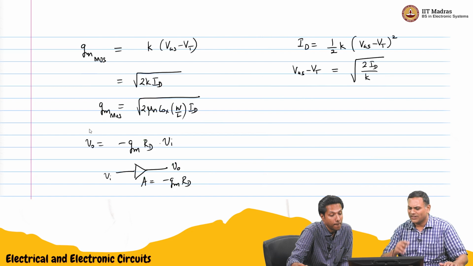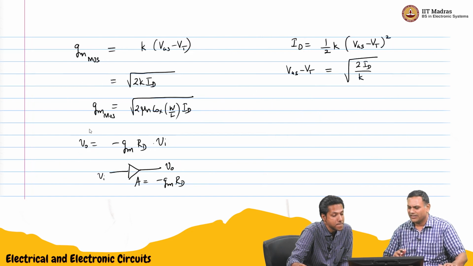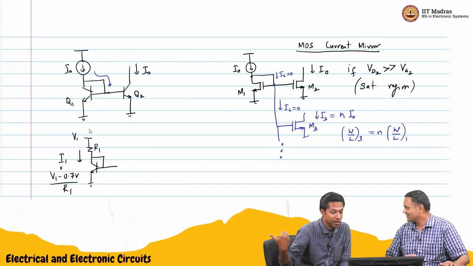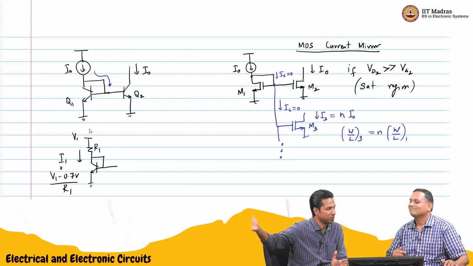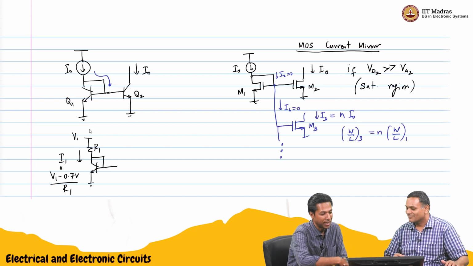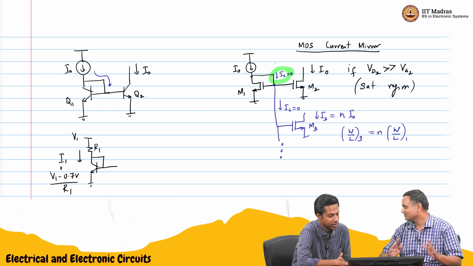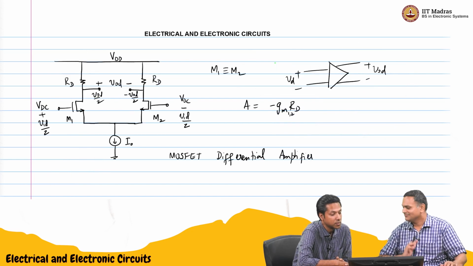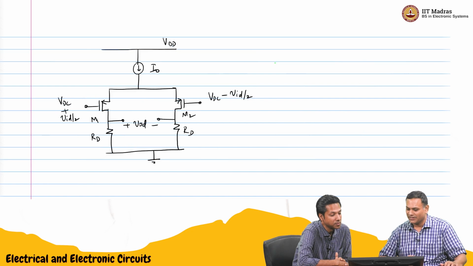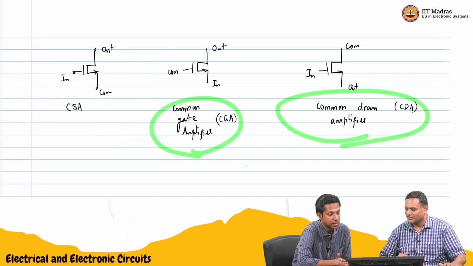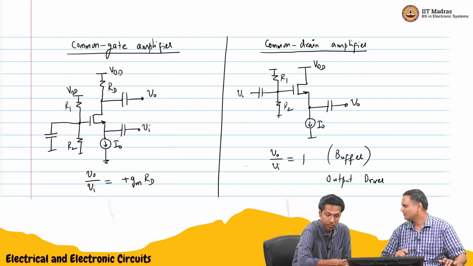So we calculated the GM of the MOSFET in various ways. We built the MOS current mirror. And you pointed out something: we could scale, we could use multiple number of locations for biasing, because the gate current is always 0. It looks almost like an open circuit. Differential amplifier, the PMOS version we looked at in the case of the MOSFET. Common gate amplifier and common drain amplifier. We just drew the full circuit.